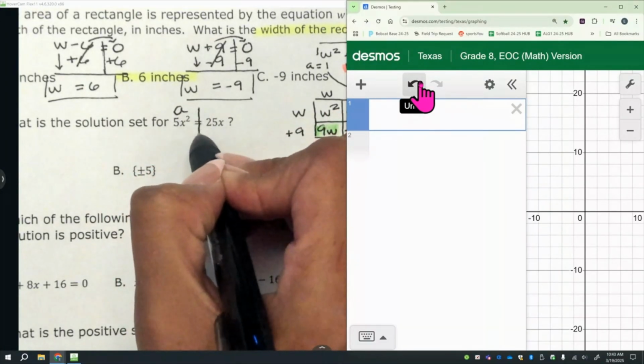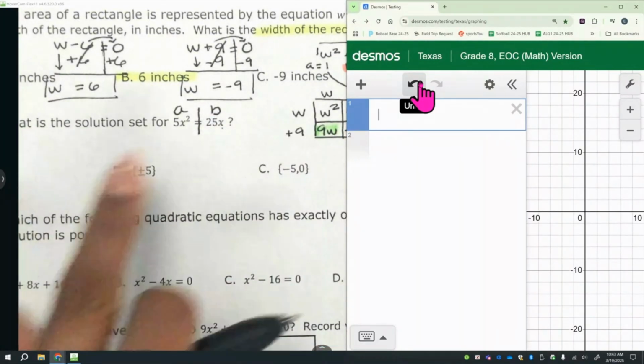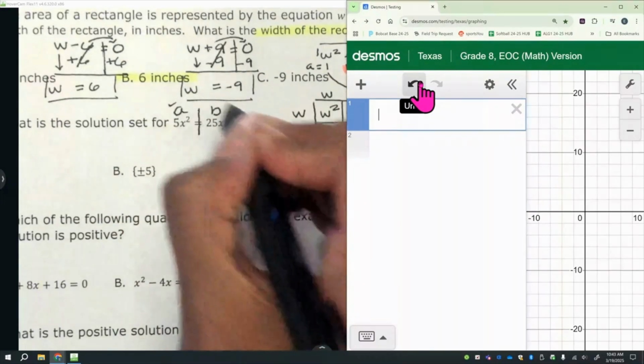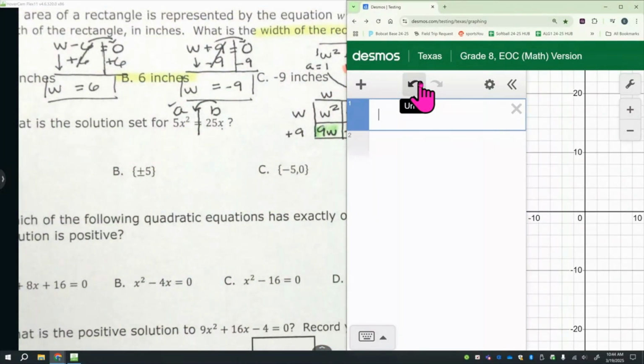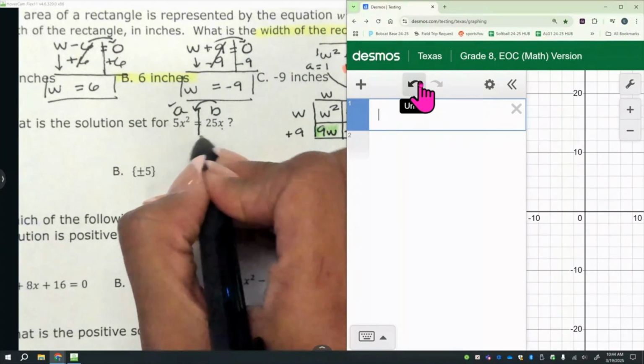We have an equal sign here, and just x is my b. So I want to get a and b together on one side. So a is okay here, but let's move b over here before we do our Desmos. So how would I move a positive 25x?